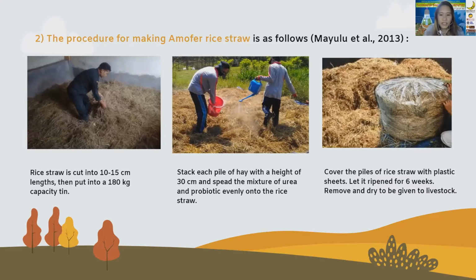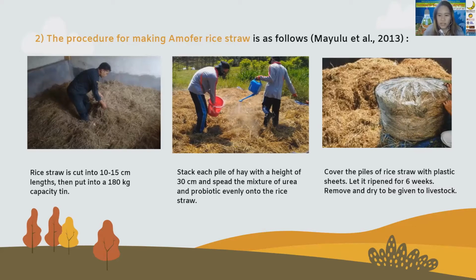The second stage is making the AMOFER rice straw. First, rice straw is cut into 10 to 15 centimeter lengths and then put into a 180 kilogram capacity tin. After that, stack each pile of hay with a height of 30 centimeters and spread the mixture of urea and probiotic evenly onto the rice straw. Also, water the straw with adequate water.